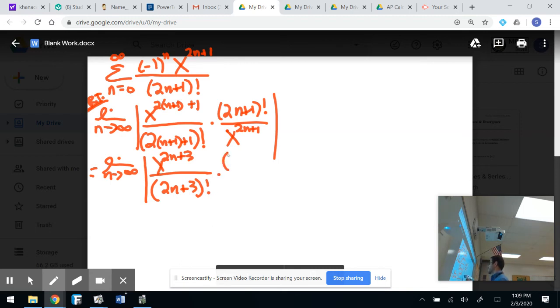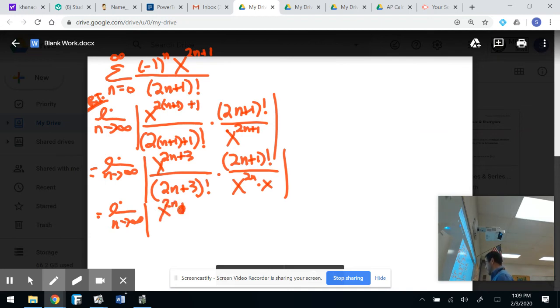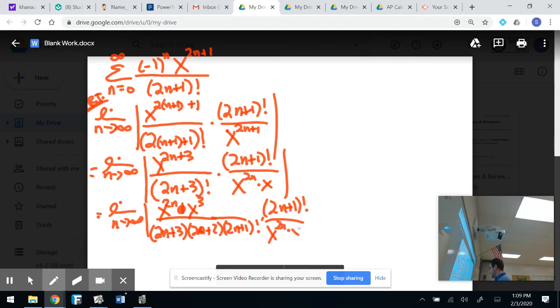Oh, snap, there's even more simplifying I need to do, because right now I can't cancel anything yet. I can kind of see it, though. But hey, you know what? Mr. Tanaka, I just used third person. I apologize. Don't ever do that again. Your AP grader loves to see all of your work. So that would be 2n plus 2 times 2n plus 1 factorial, over x to the 2n times x. What do we get here? Cancel.